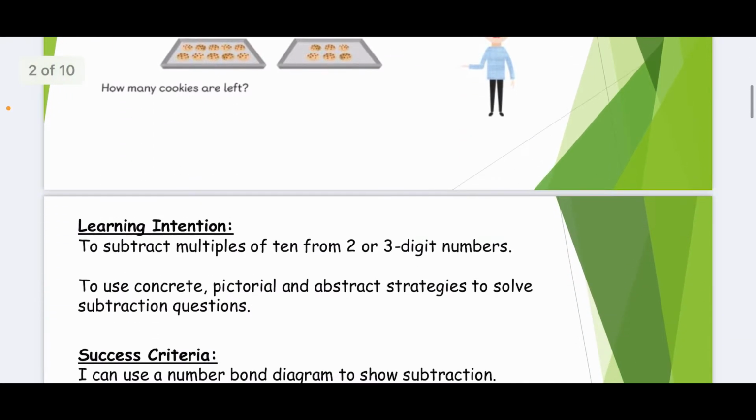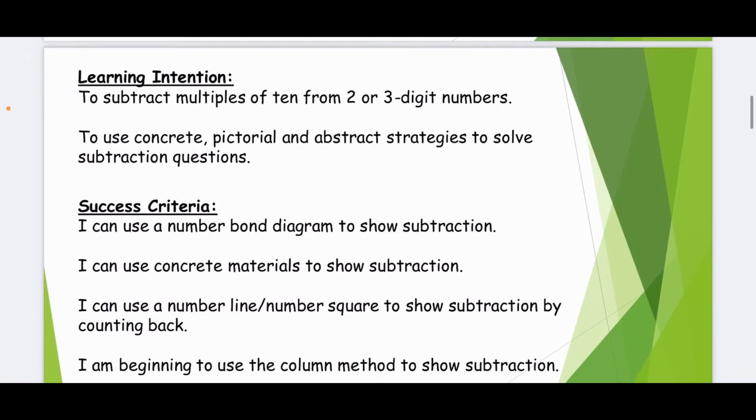So your learning intentions for today are to subtract multiples of 10 from 2 or 3 digit numbers and to use concrete, pictorial and abstract strategies to solve subtraction questions. And I'll explain that in a little bit more detail later on.